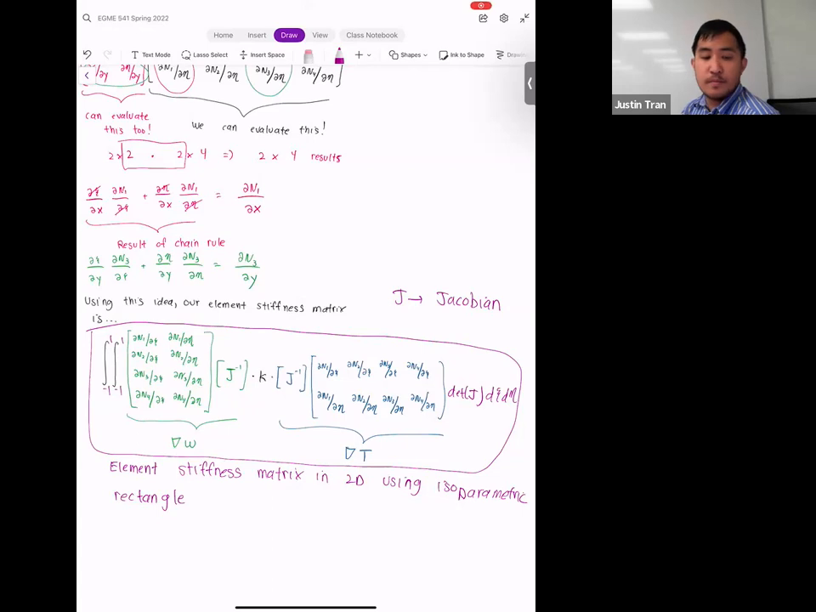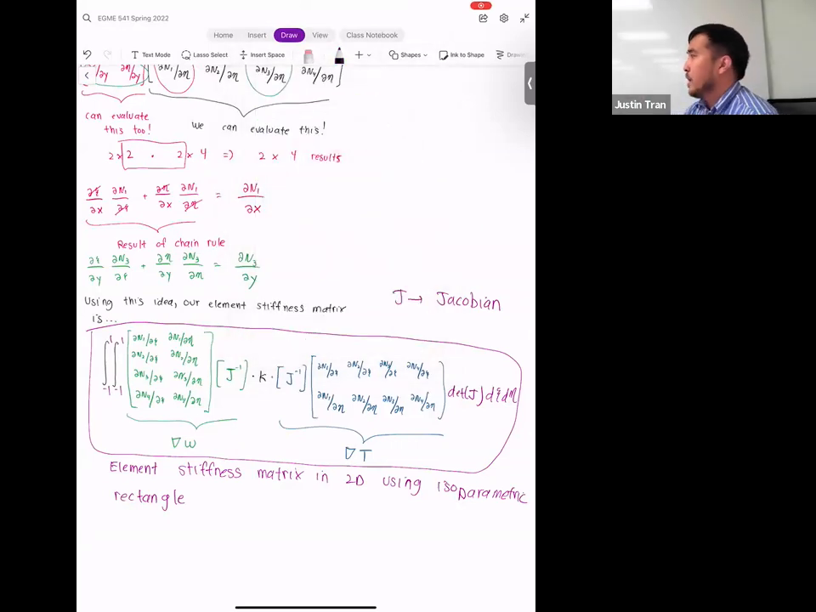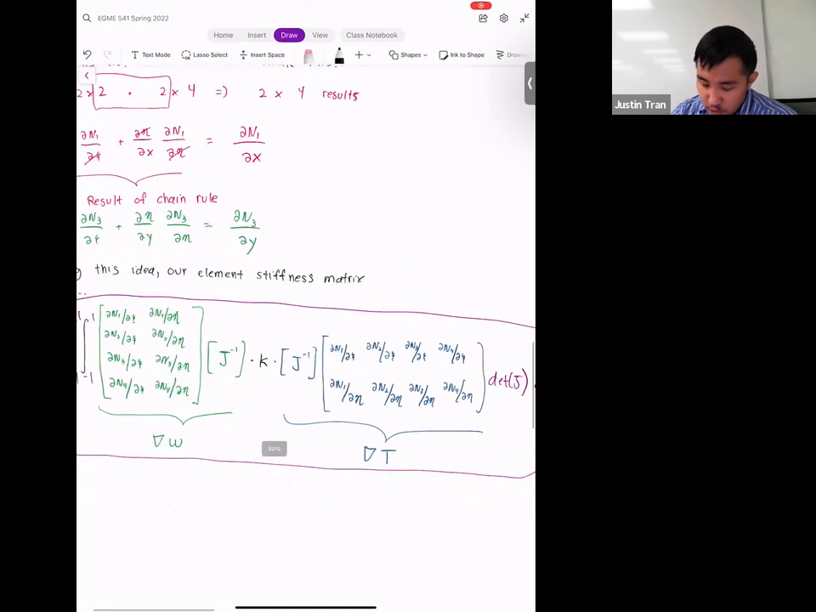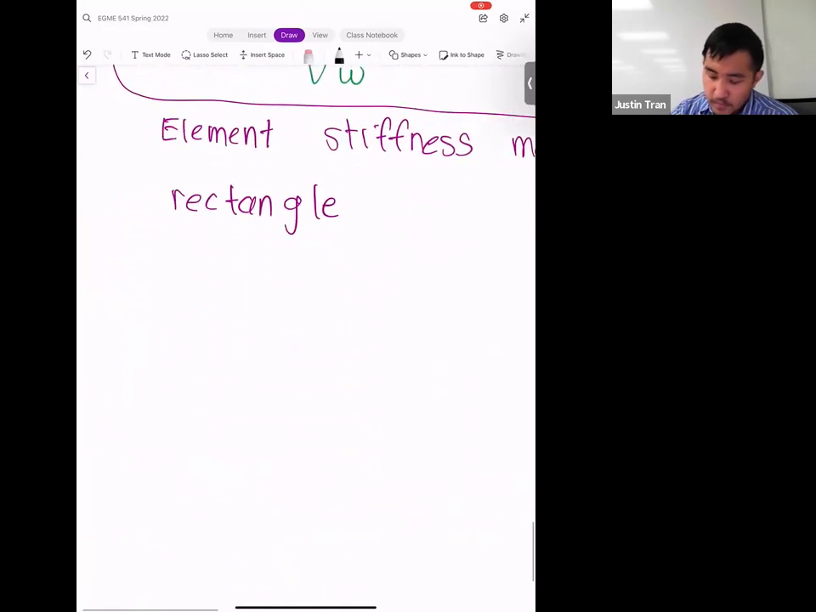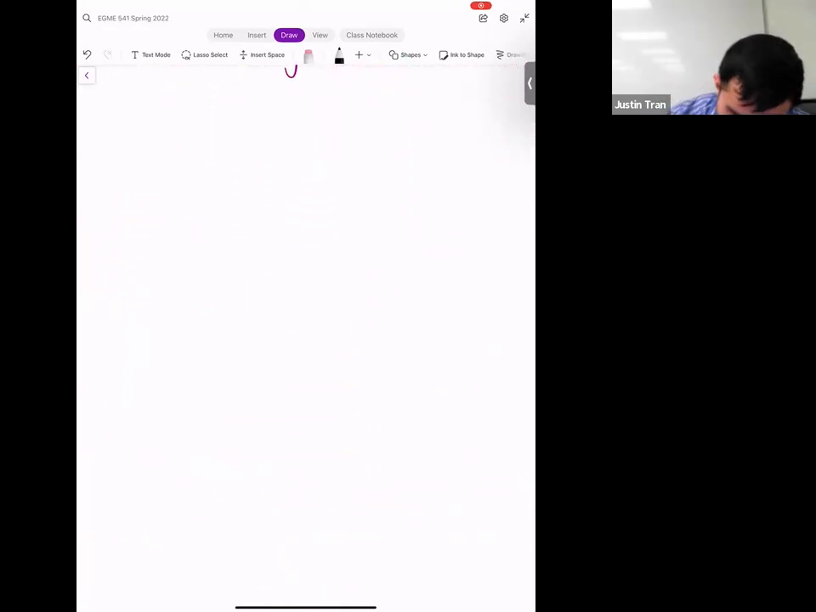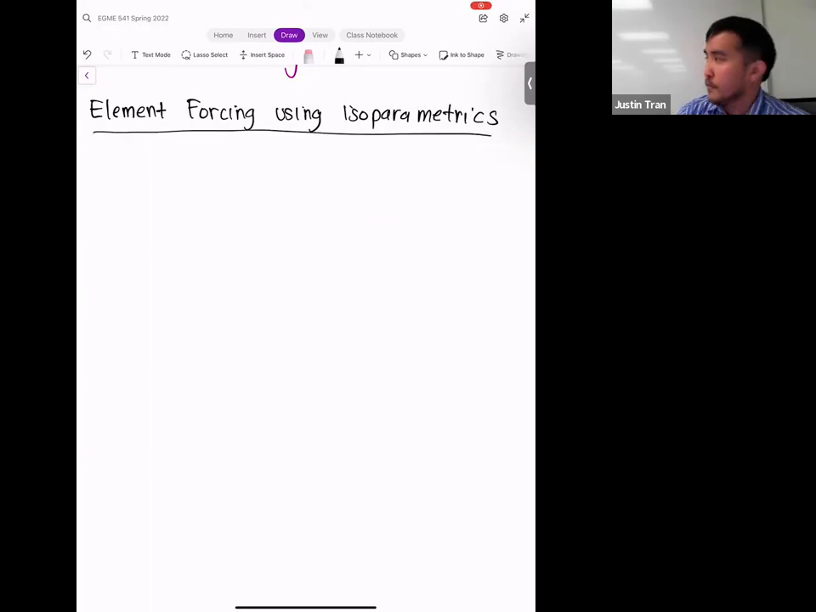Okay. All right, and so that's the element stiffness matrix, and that's the hardest part by far because we have the derivatives to handle. Now we have the element forcing vector, and so those get a little bit easier. So let me zoom in a bit so my pen is thick again. Okay. So this is the element forcing vector using isoparametrics.